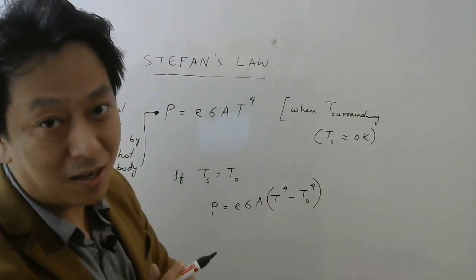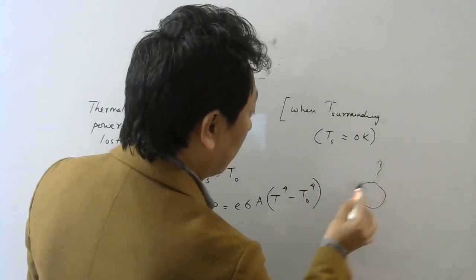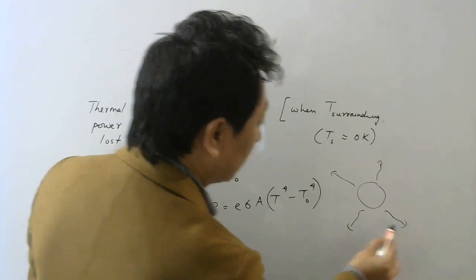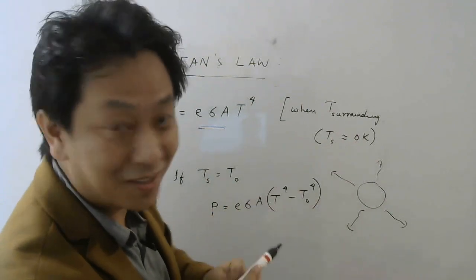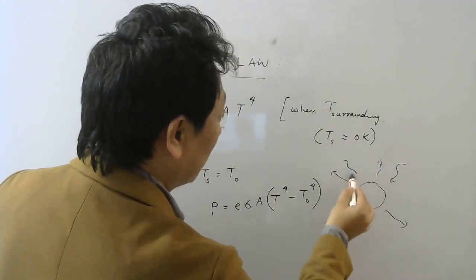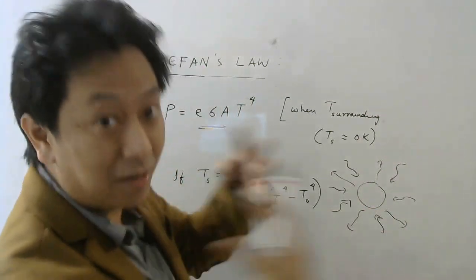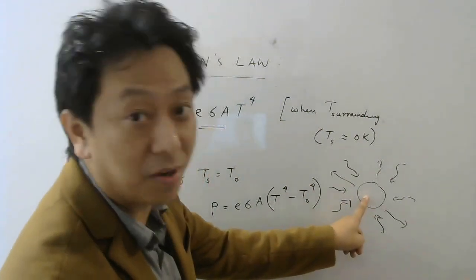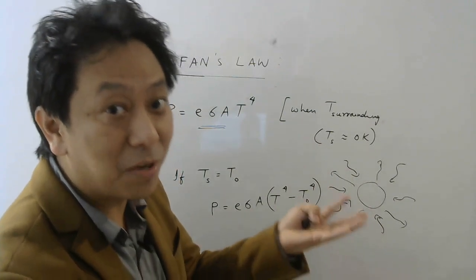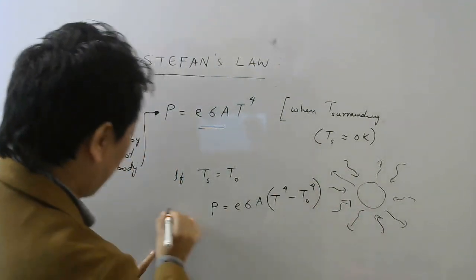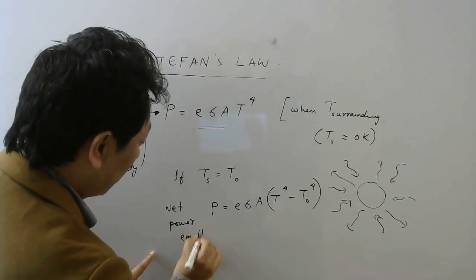The minus sign, why it is there, is very easy to understand. This is the formula for power emitted by the body. Now, the surrounding, due to its temperature, will also emit radiation. So, this much power will be emitted by the surrounding, and some part of that radiation from the surrounding will be absorbed by the body. So, now the body emits power, at the same time absorbs power. So, this is the net power emitted by the body.